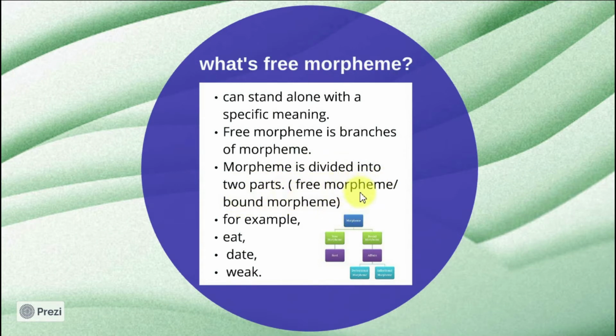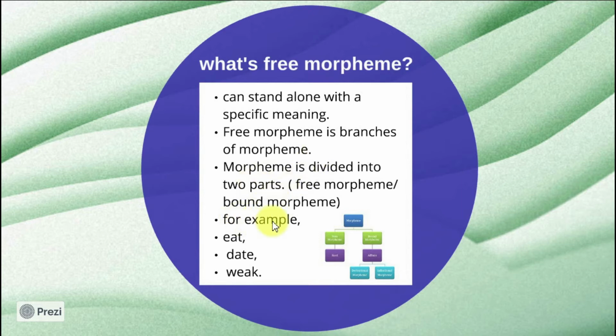Alright, so that is all the definition. We have an understanding about a morpheme. A morpheme divides into free morpheme and bound morpheme, and today we only study the free morpheme. The free morpheme divides into two parts too.